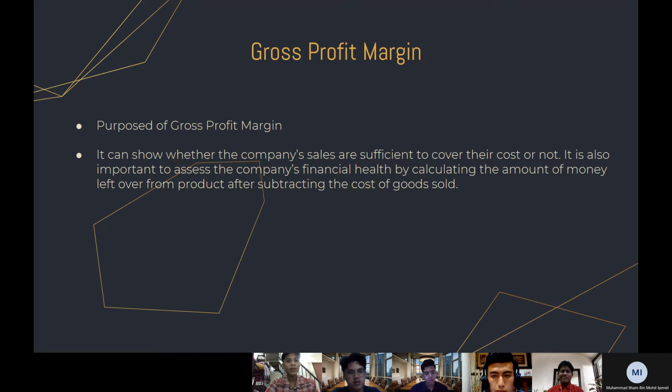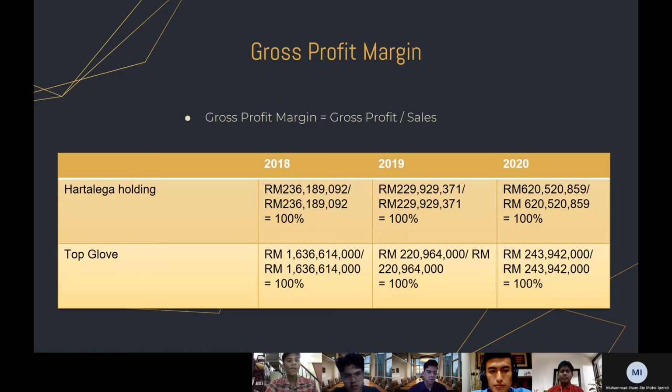The next slide is for gross profit margin. The purpose of gross profit margin is that it can show whether the company's sales are sufficient to cover their costs or not. It is also important to assess the company's financial health by calculating the amount of money left over from product after subtracting the cost of goods sold. Next slide.